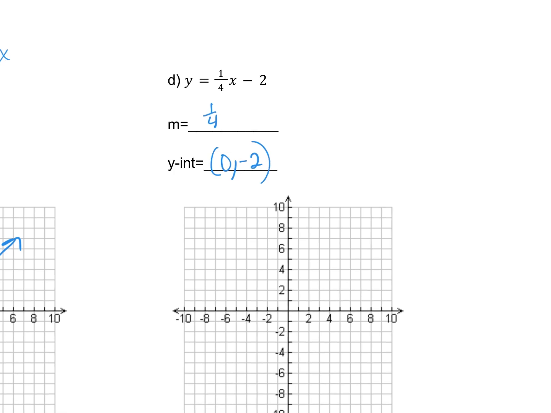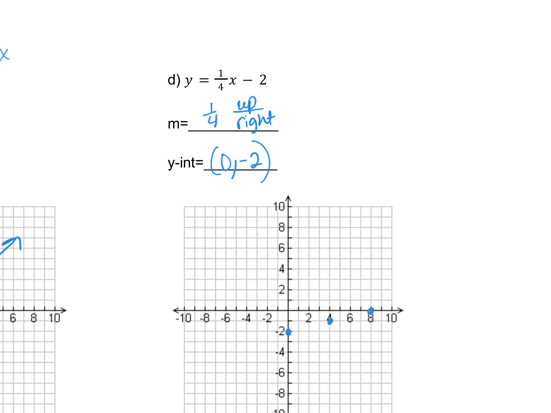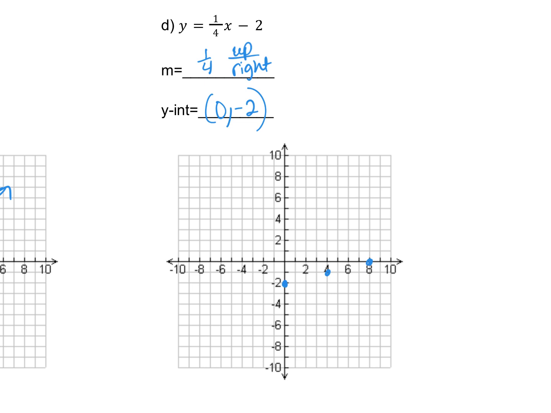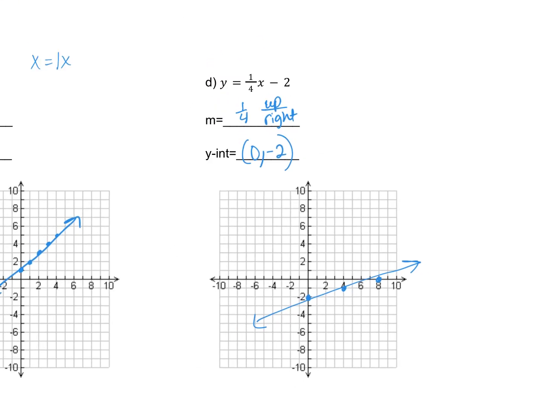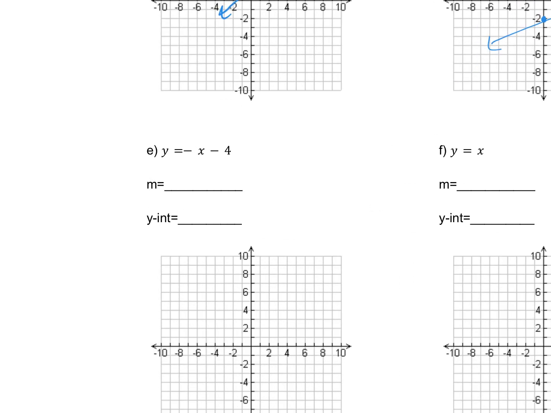So start at -2 on the y-axis. And then our slope is positive, so we're going up and right. So up 1, right 4, up 1, right 4. All right. There's our line. I'm a little off, but that's okay. With your arrows. All right, a few more.